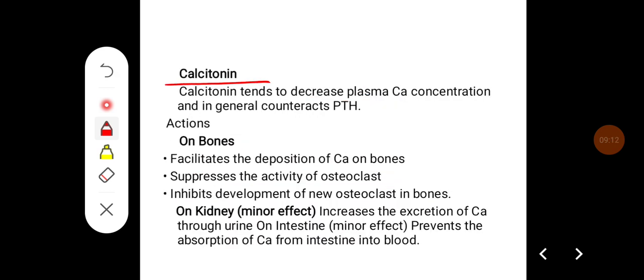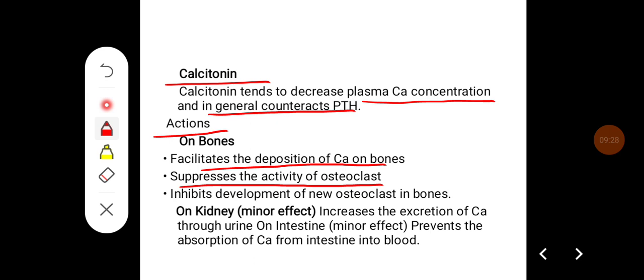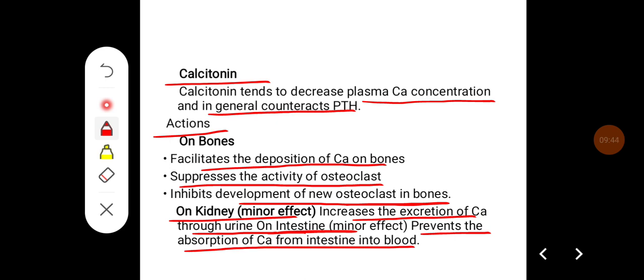Coming to calcitonin, calcitonin tends to decrease plasma calcium concentration and in general counteracts parathormone. You see its action on the bones: it facilitates the deposition of calcium on bones, suppresses the activity of the osteoclast, and inhibits the development of new osteoclasts in the bones. On the kidney, it is a minor effect, it increases the excretion of calcium through urine, and on the intestine, again it's a minor effect, it prevents the absorption of calcium from the intestine into the blood.